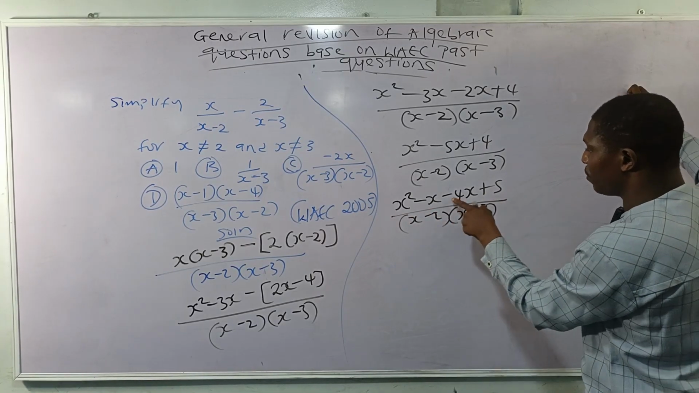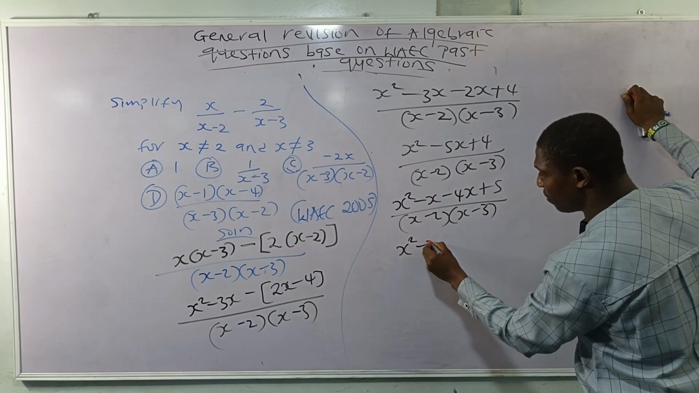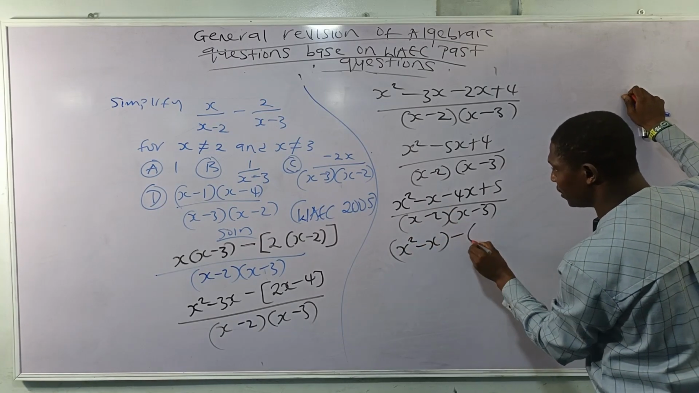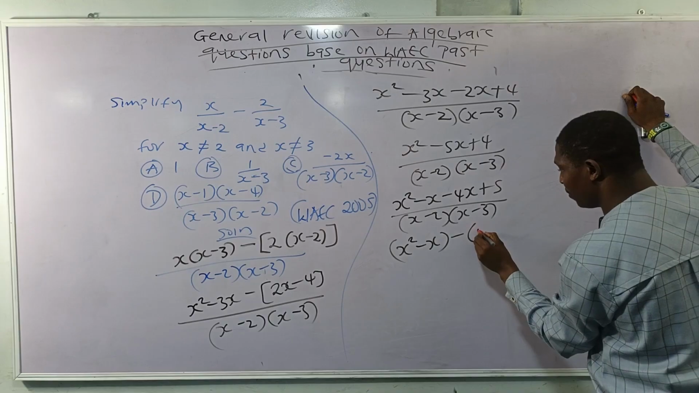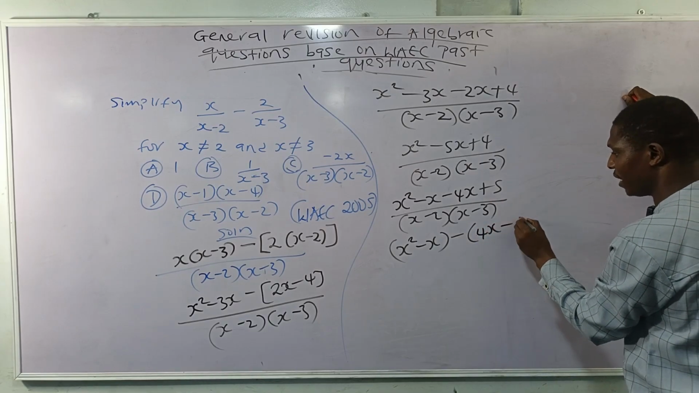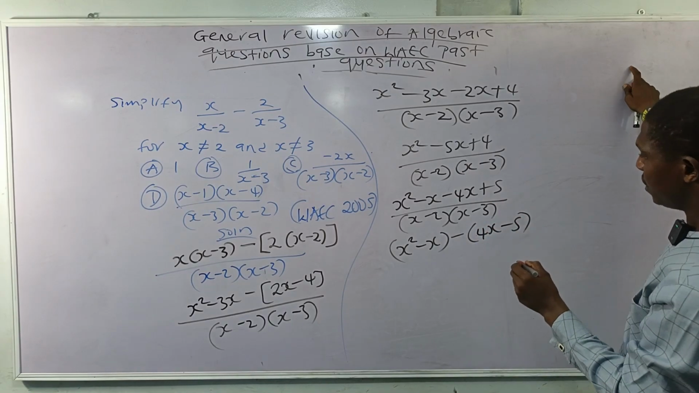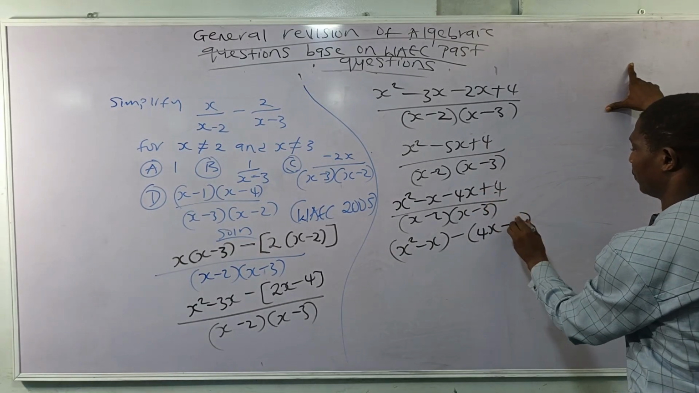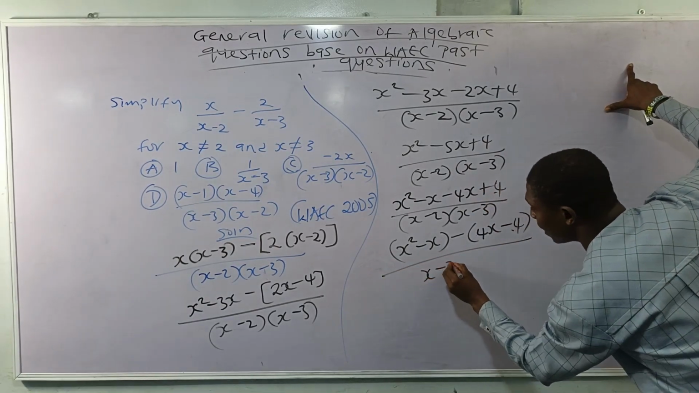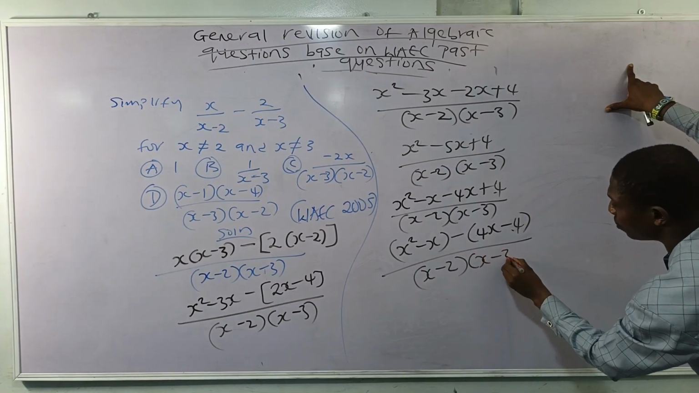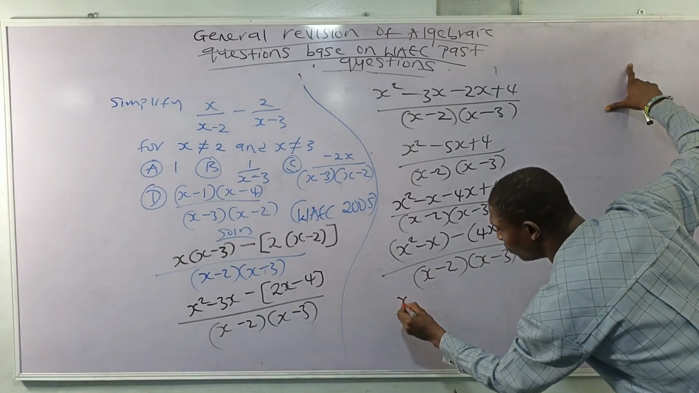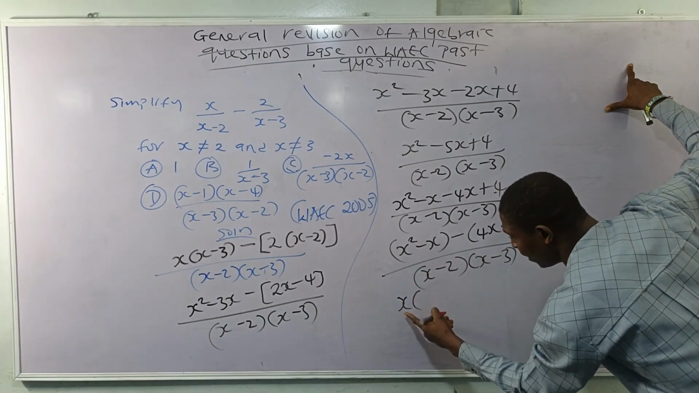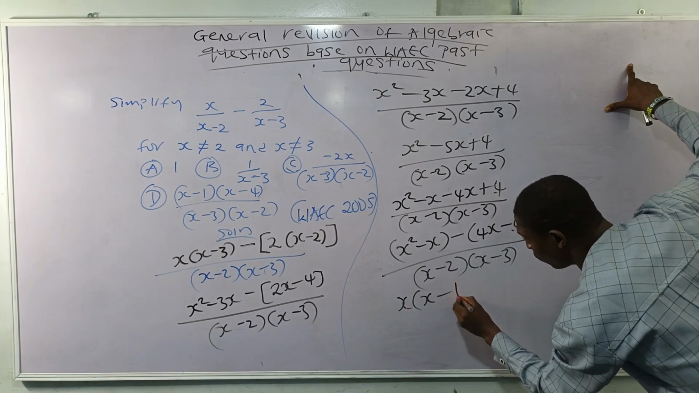Plus minus is minus, so we have s squared minus s in brackets. Change all the signs: negative 4s becomes 4s, and plus 5 becomes negative 5 and 4 rather, all over s minus 2 bracket s minus 3. s is common in the numerator. s squared divided by s is s, minus s divided by s is 1.